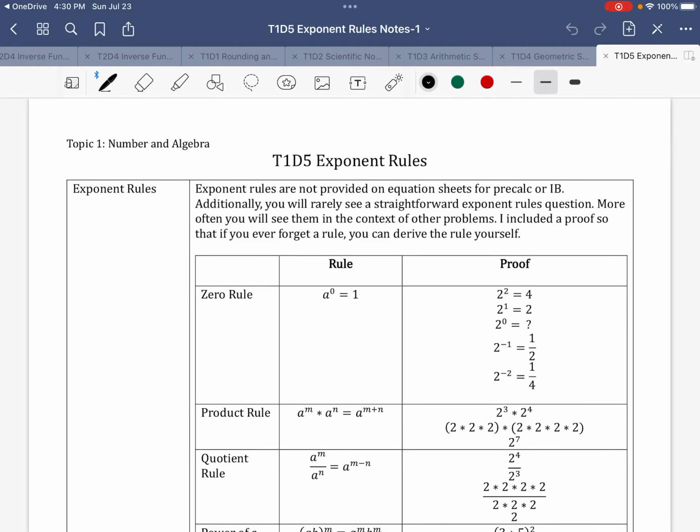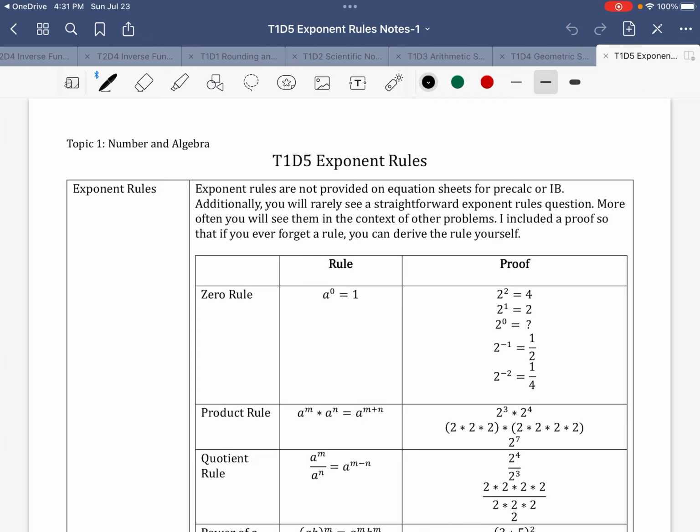Topic 1, Day 5, Exponent Rules. Exponent rules are not going to be provided on our equation sheets for pre-calc or for IB. Additionally, they're very rarely straightforward exponent rule questions. More often, they're in context of other problems. What I did was include a proof so that if you forget a rule, you can come up with the rule yourself.